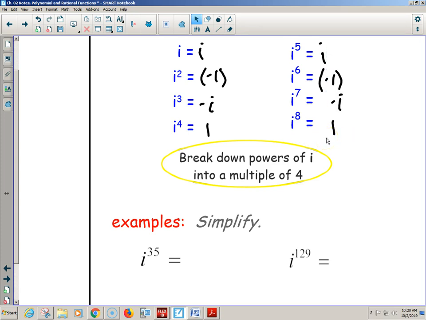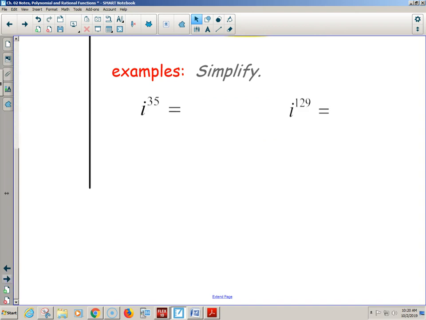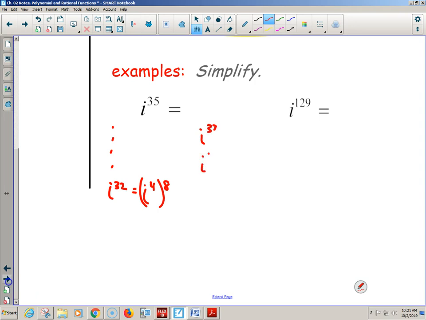Multiples of 4? What do you mean? She's saying that i to the 32 is a perfect multiple of 4. And how much past 32 are we? 3. Because we have i to the 33, i to the 34, i to the 35, and then i to the 36 would be another multiple of 4, right?